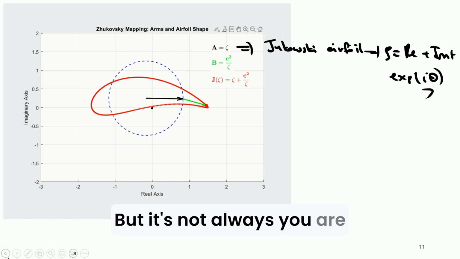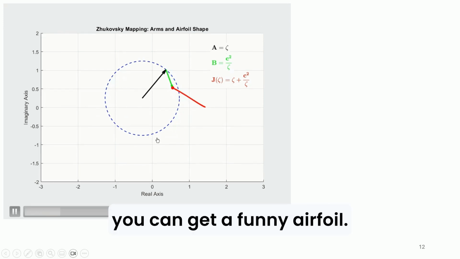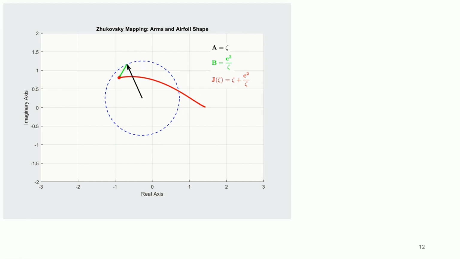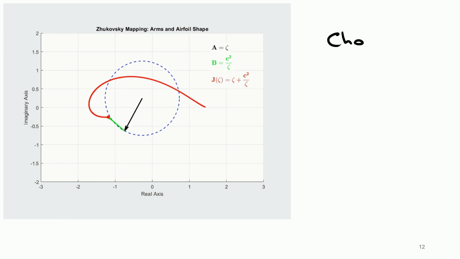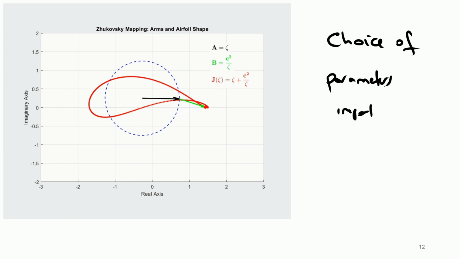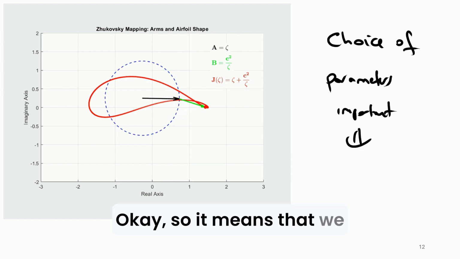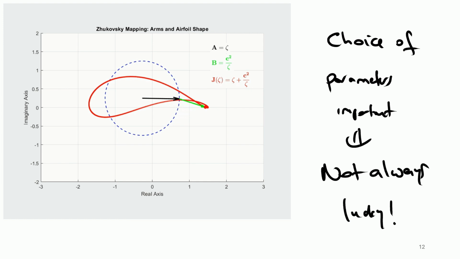But you are not always lucky, and sometimes we can get a funny airfoil. Okay, so it means that the choice of parameters is important. Okay, so it means that we are not always lucky. That's all.